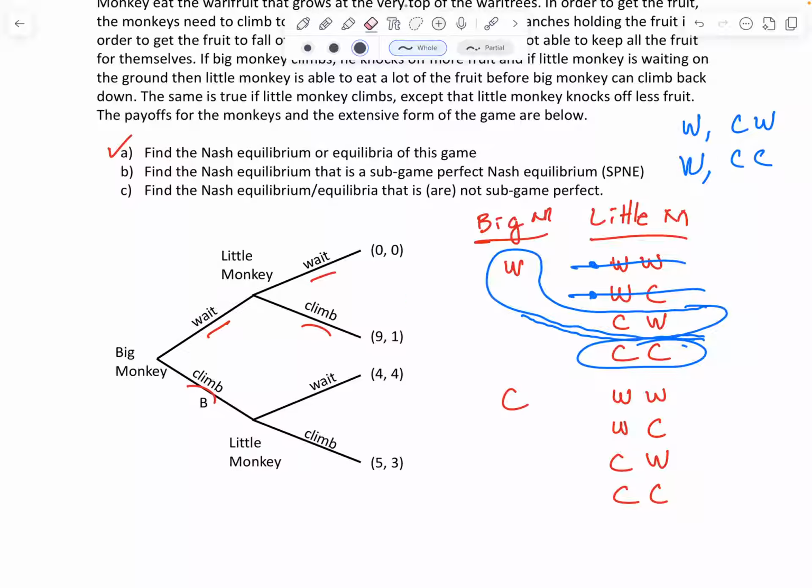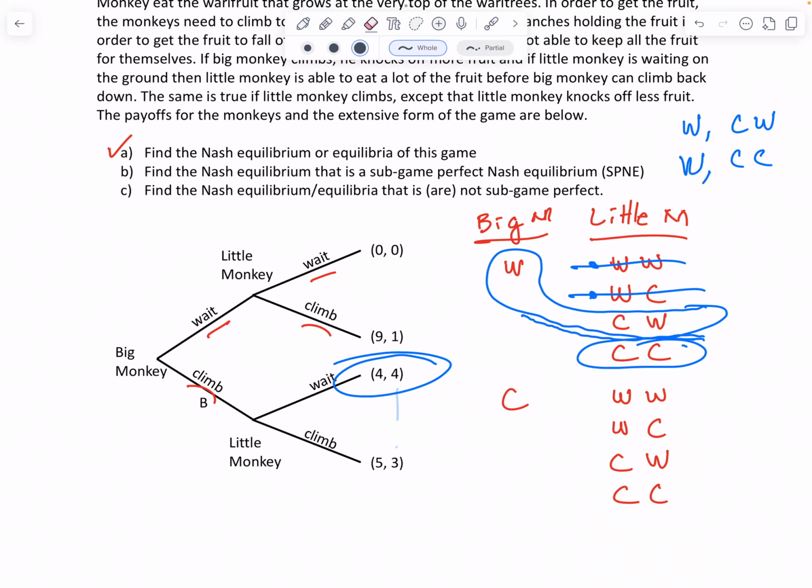Okay. So let's do, okay, big monkey's going to climb, and little monkey's going to wait. So climb and wait down below. That means we're here. Okay? Okay, well, let's ask little monkey. Little monkey, do you want to wait, which is what you're doing, or do you want to switch to climb and earn 3? Well, no. Little monkey is happy waiting down below.